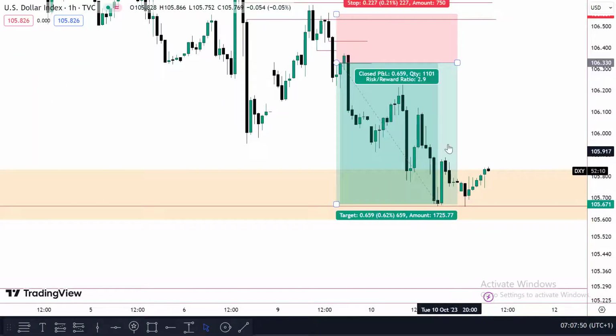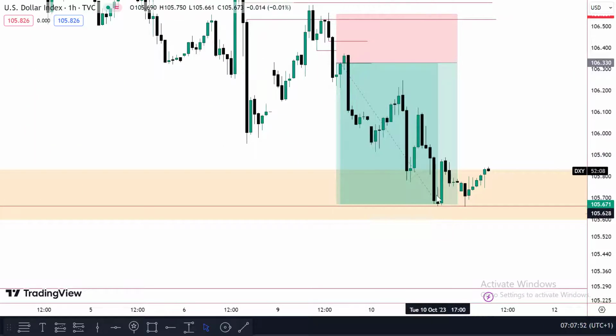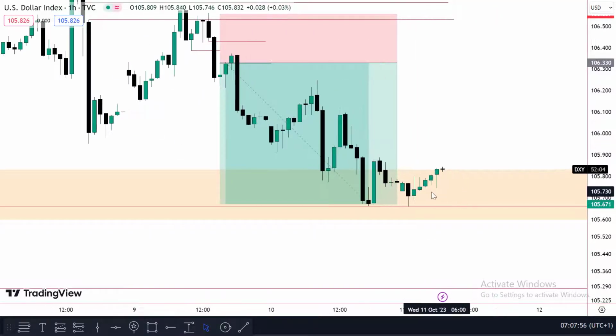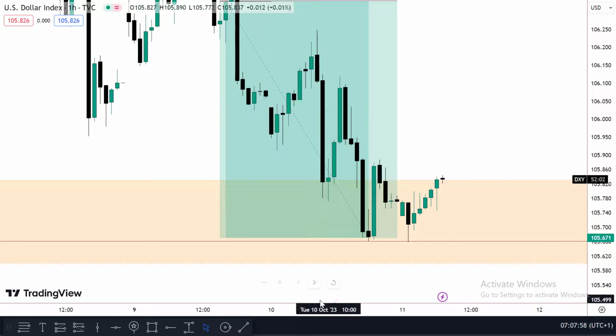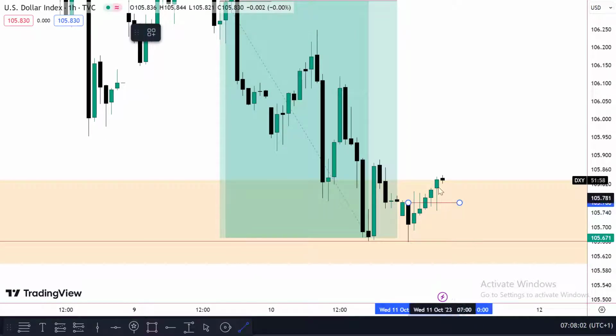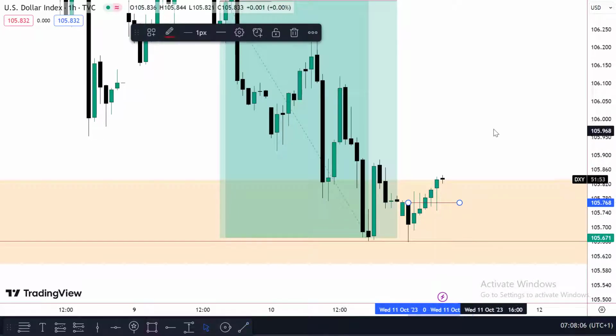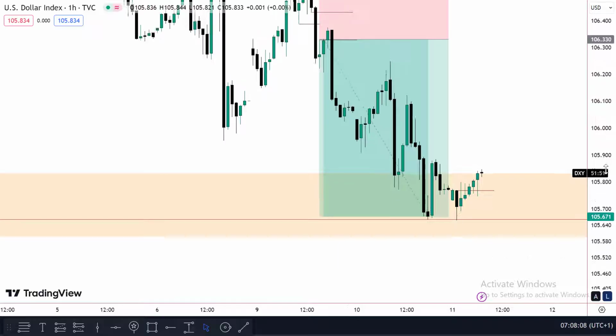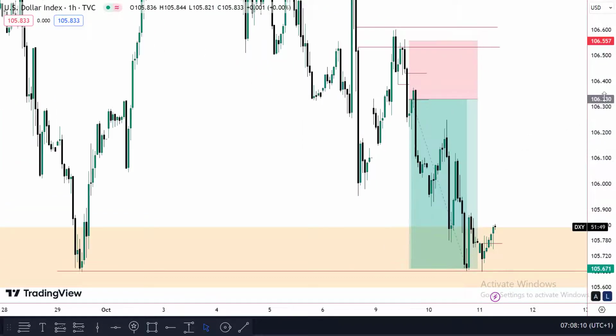You can see it's finding support, found support for the first time, created a swing low, found support for the second time, created a swing low, and also a bullish order block on the 1 hour time frame. Right here, price has traded back into that bullish order block and it's looking like it's finding its way to the upside.